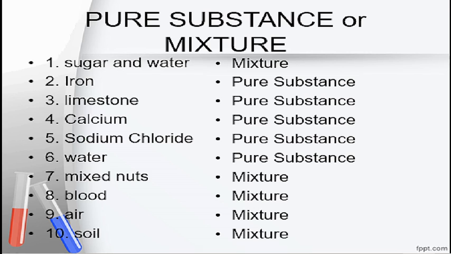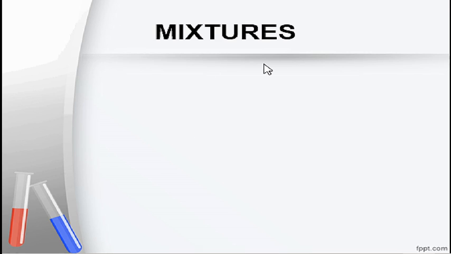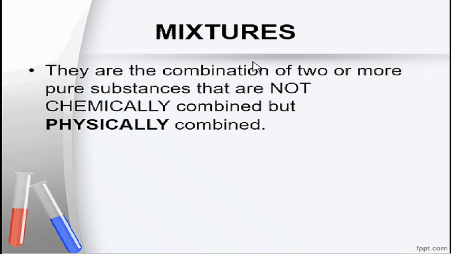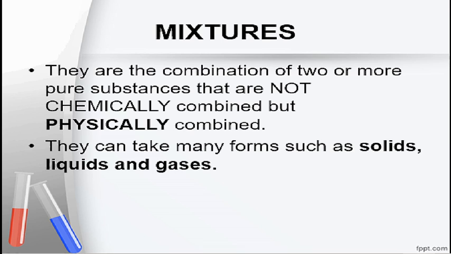The question is, what is a mixture? We can say that a substance is a mixture if it is composed or a combination of two or more pure substances that are not chemically combined. Instead, it is only physically combined. That means it is easy to separate. They can take any forms such as solid, liquid, and gases.